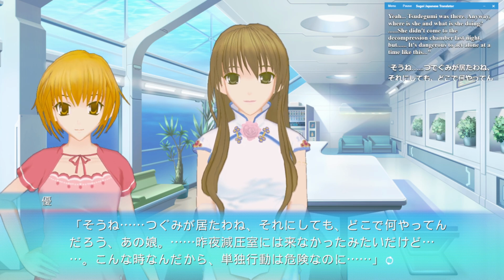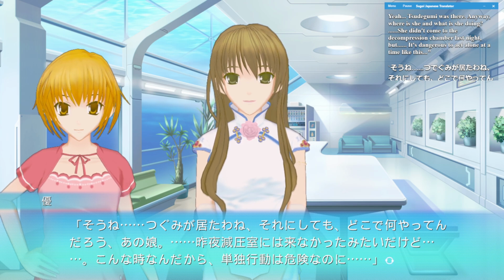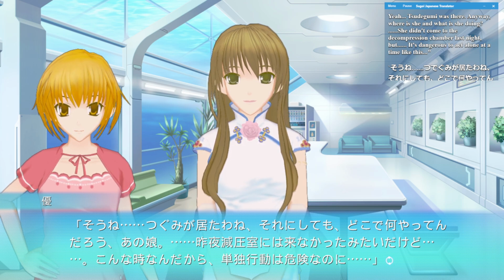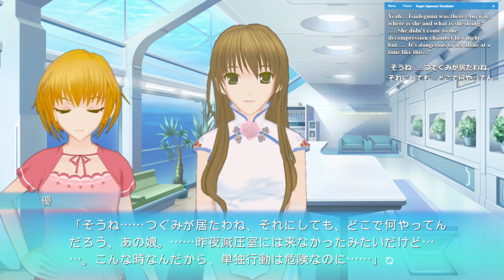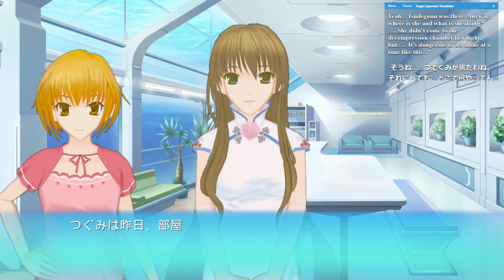Yeah, Tsugumi is also here. Anyway, where is she and what is she doing? She didn't come to the decompression chamber last night. It's dangerous to act alone at a time like this. I don't know what I'm saying here, but I'm pausing a lot. I'm probably speculating about what Tsugumi was doing.